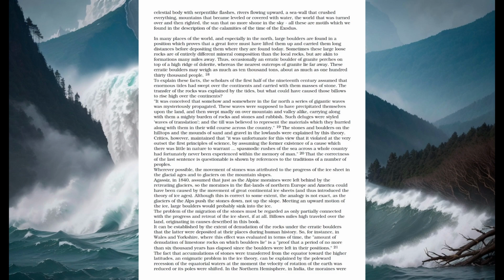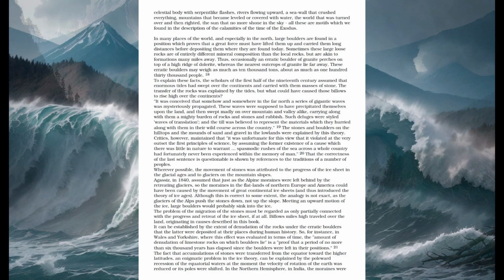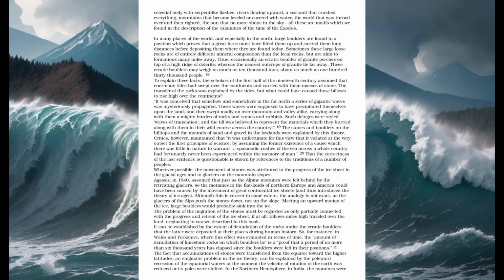It was conceived that somehow and somewhere in the far north, a series of gigantic waves was mysteriously propagated. These waves were supposed to have precipitated themselves upon the land, and then swept madly on over mountain and valley alike, carrying along with them a mighty burden of rocks and stones and rubbish. Such deluges were styled waves of translation, and the till was believed to represent the materials which they hurried along with them in their wild course across the country.